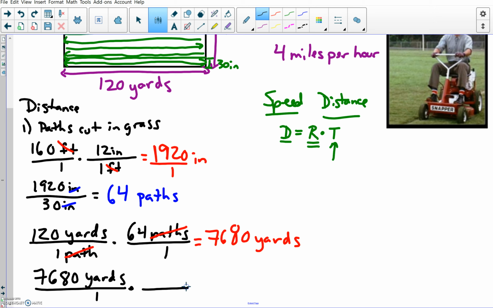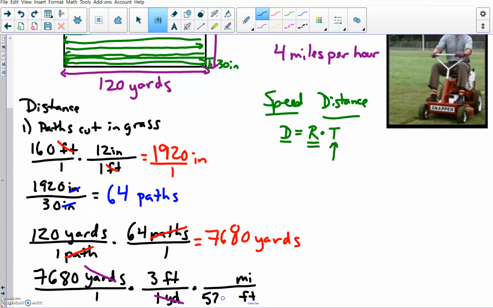So all I can do really at this point is relate what 1 yard is to 3 feet, right? That's kind of the basic measurement that we know, right? There's 3 feet in a yard. And I set it up like that so that my yards would cancel out of our calculation. So yards would cancel with yards, but I still haven't reached miles yet. So I need to do feet to miles.